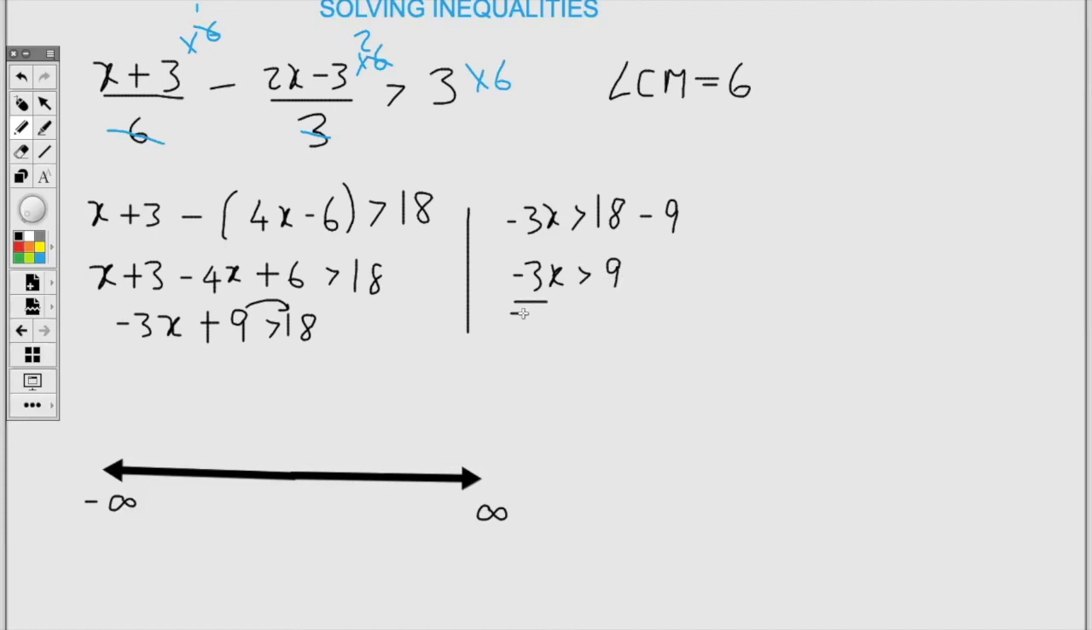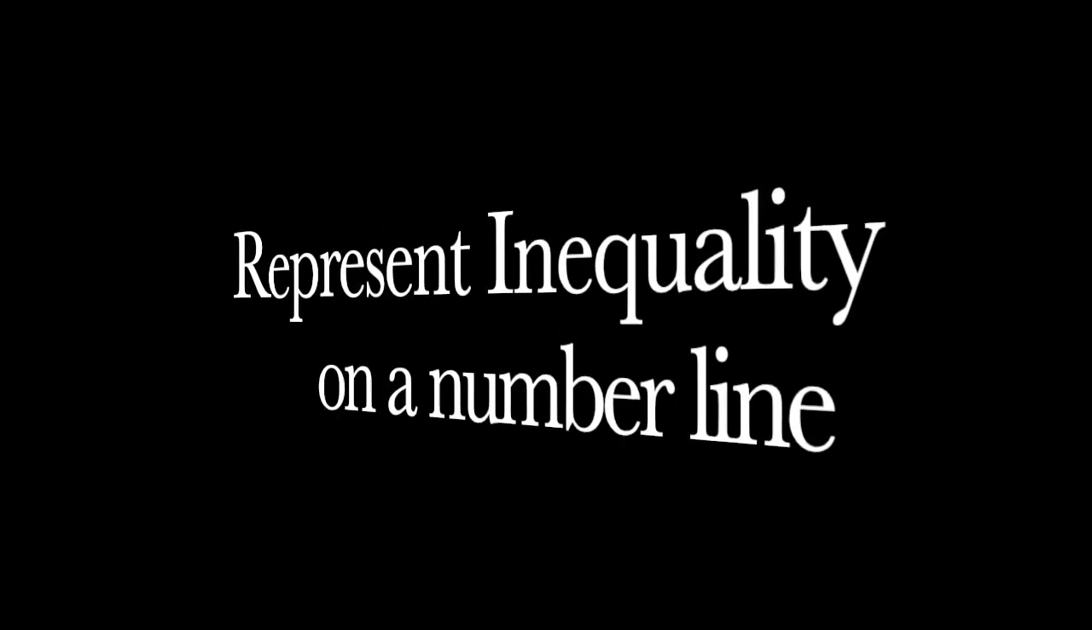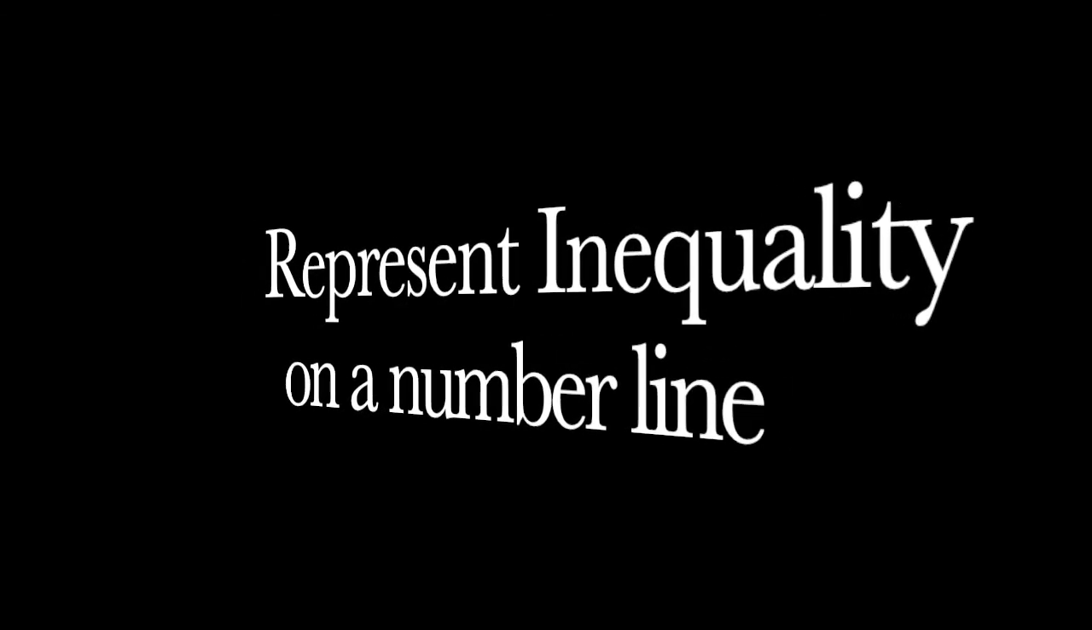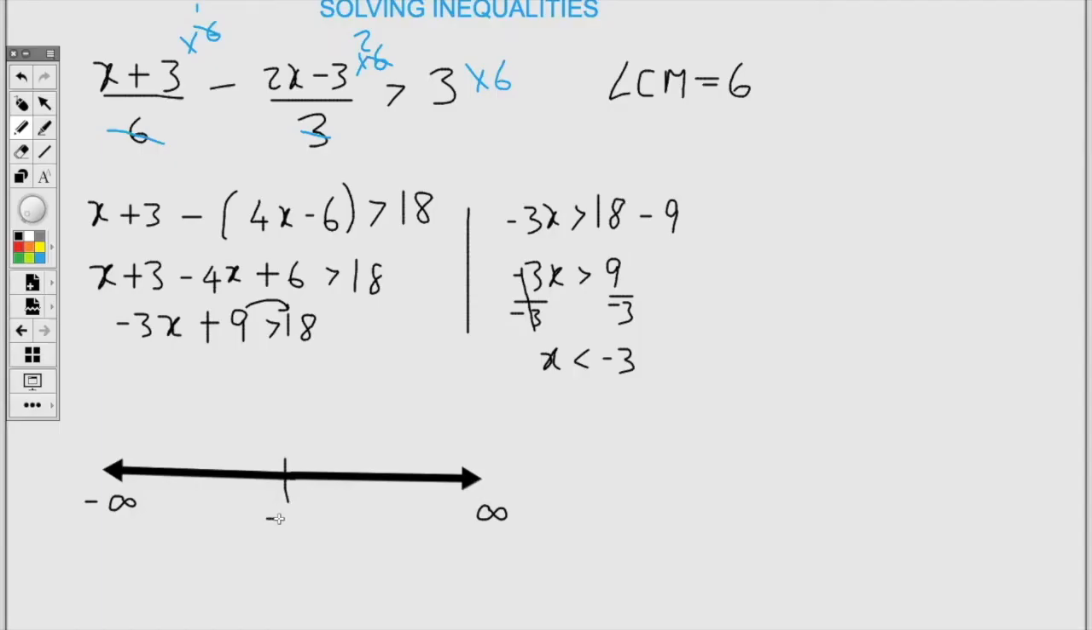Then we divide both sides by negative 3. Now when you divide by a negative number, the inequality sign changes. So we're going to have x is less than negative 3. Now representing this on a number line, here we go. Here, less than, so it's open, and we're going towards the minus infinity side. So that's it.